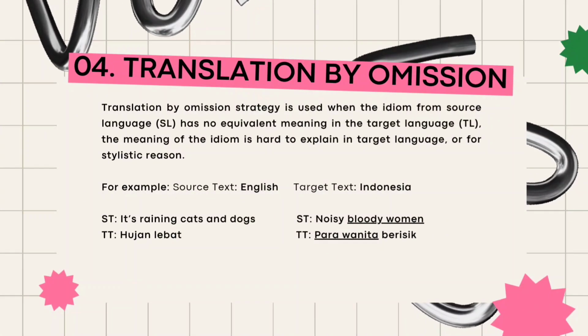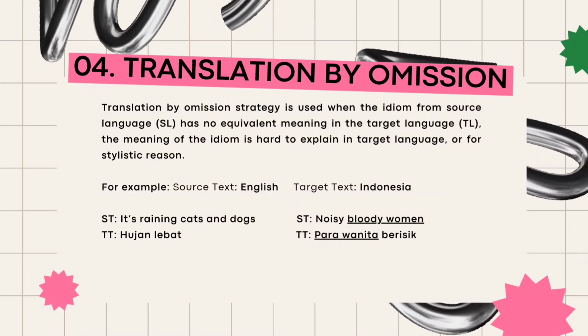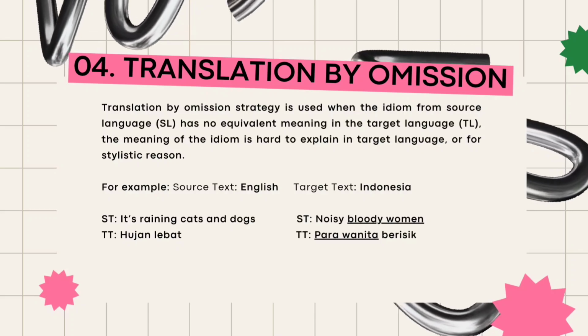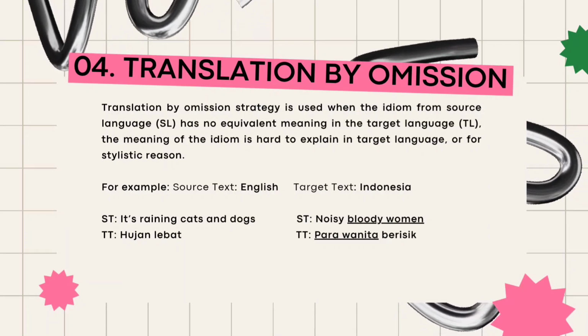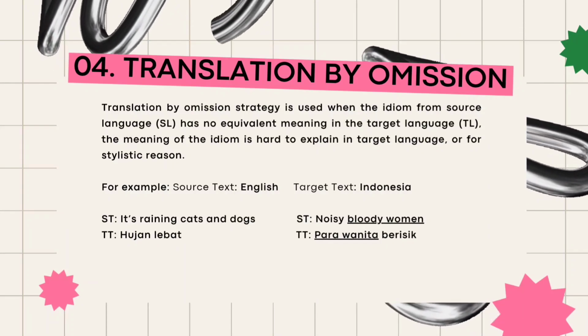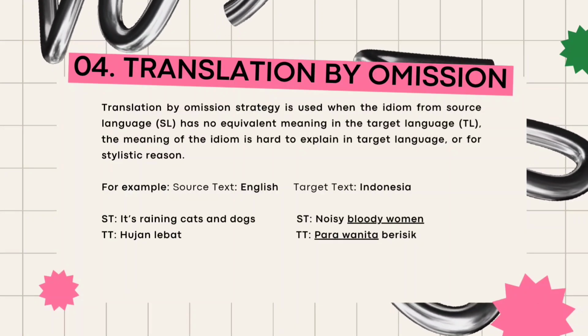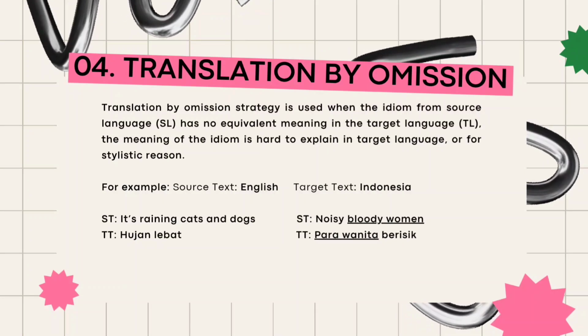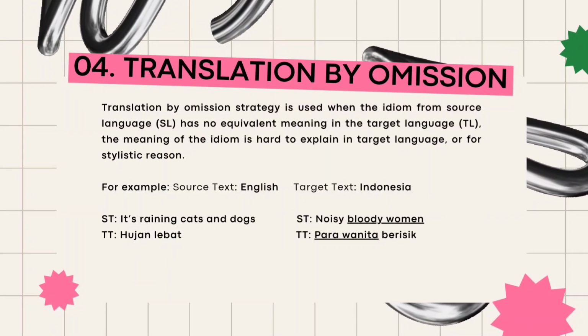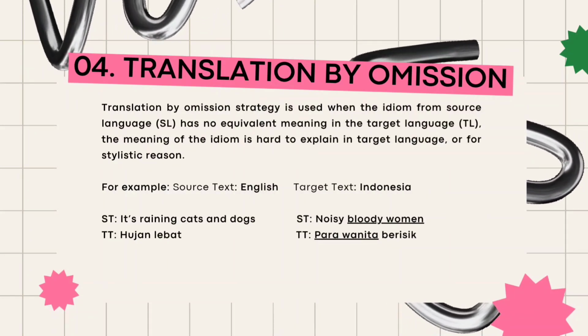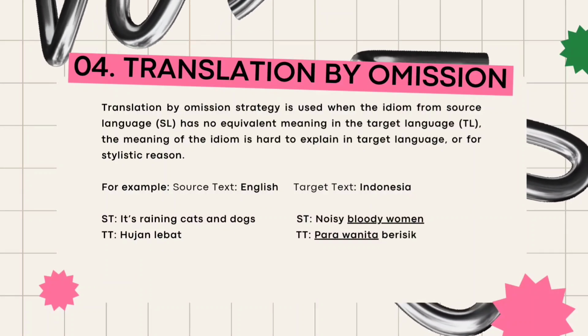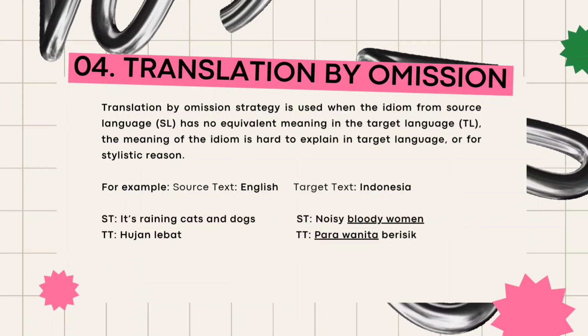The translation by omission strategy is used when the idiom from the source language has no equivalent meaning in the target language, or the meaning of the idiom is hard to explain in the target language. Besides, the translator can also use this strategy for stylistic reasons to make the translation sound better. This strategy simply removes the idiom if it cannot be translated effectively.